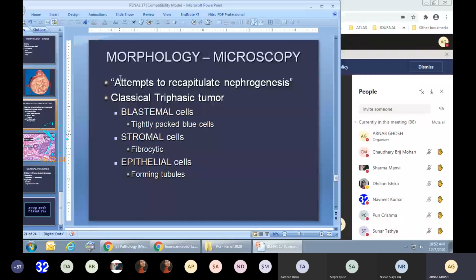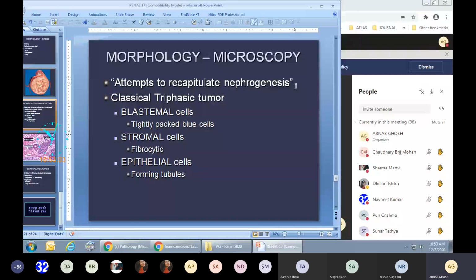Now this first line you have to remember as it is: there will be attempts to recapitulate nephrogenesis. What does it mean? It means that the tumor cells will try to look like when there is nephrogenesis. Nephrogenesis means when the kidney is being developed in fetal life. So it will look something like fetal kidney.